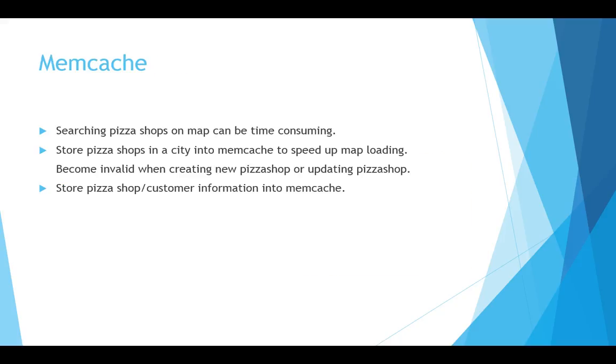Since searching pizza shops in the city can be time-consuming, in order to improve the response time, Memcache is used for caching the pizza shops in the city. So the key for the cache is the city name, and the value is all the pizza shops in the city. And when a new pizza shop is created or a pizza shop is updated, this cache becomes invalid. The Memcache also stores shop and customer information to speed up the response time.